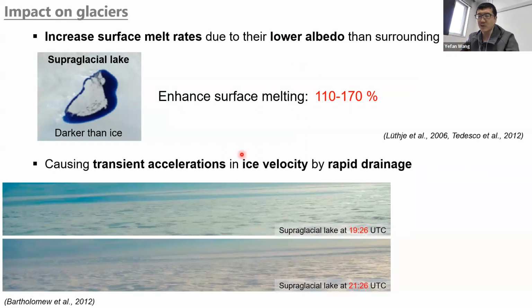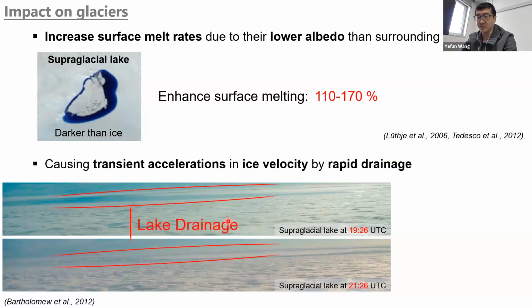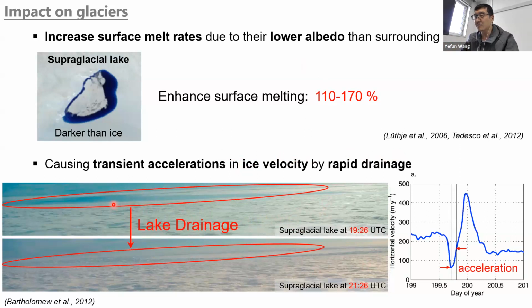And it will cause transient accelerations in ice velocity by this rapid drainage. For example, in this research, we can see that just in 2 hours, this lake disappears. And the GPS in the nearby places recorded these accelerations of the ice speed. So it seems that these supraglacial lakes are important for the ice.